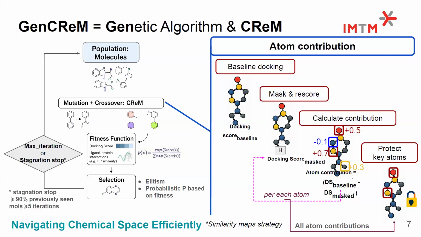I would like to note that we are not using the SA score explicitly. Spoiler alert: we show in our study that we can control it indirectly by just changing GenCReM parameters. So it's not used in the fitness function of the molecules. And to normalize these terms, we use the softmax function.